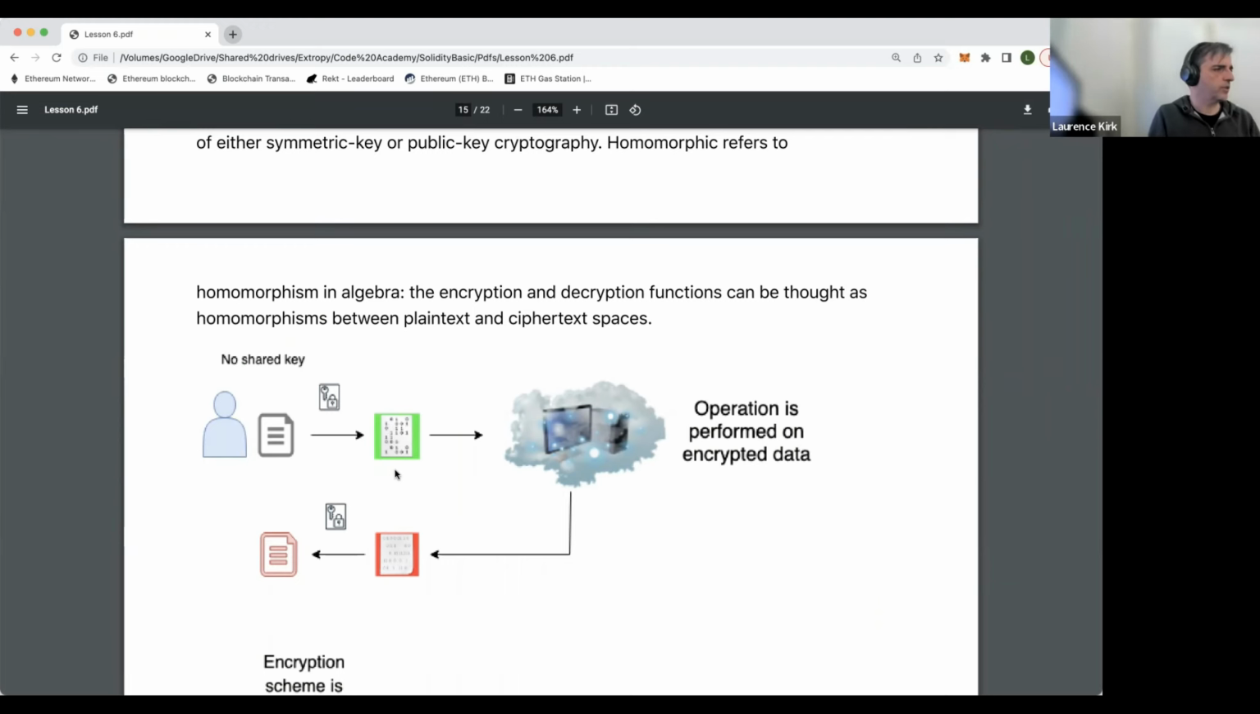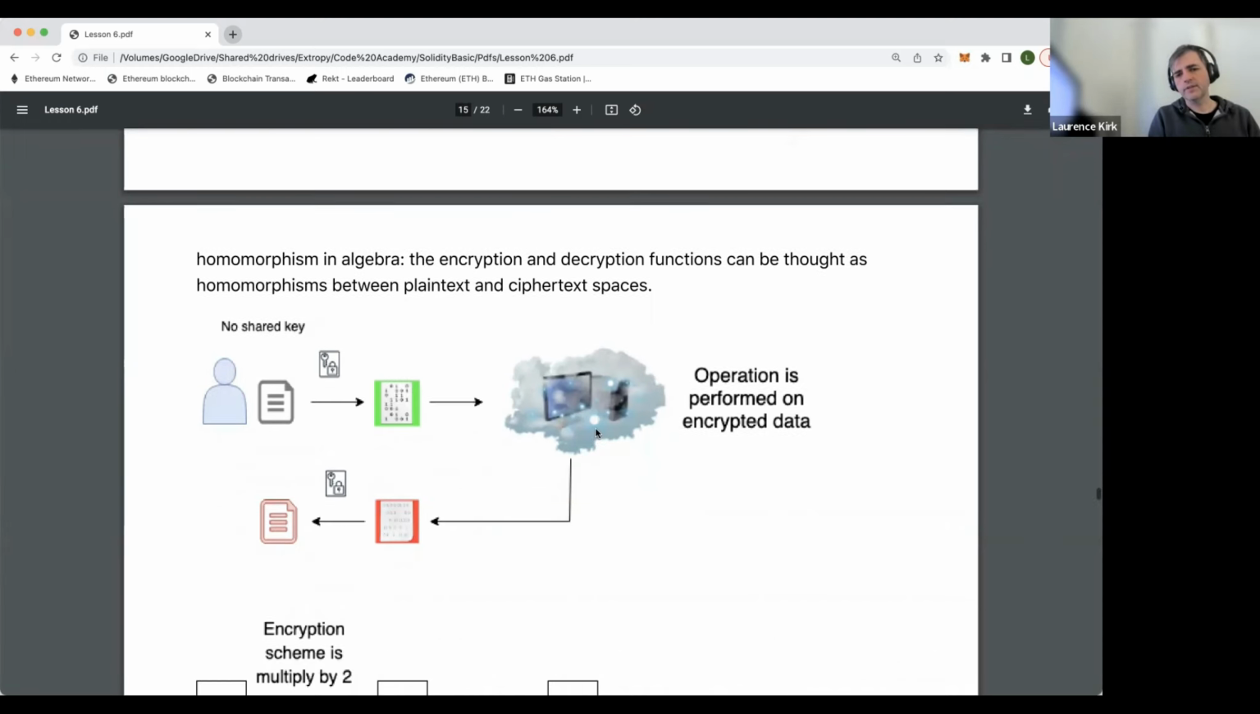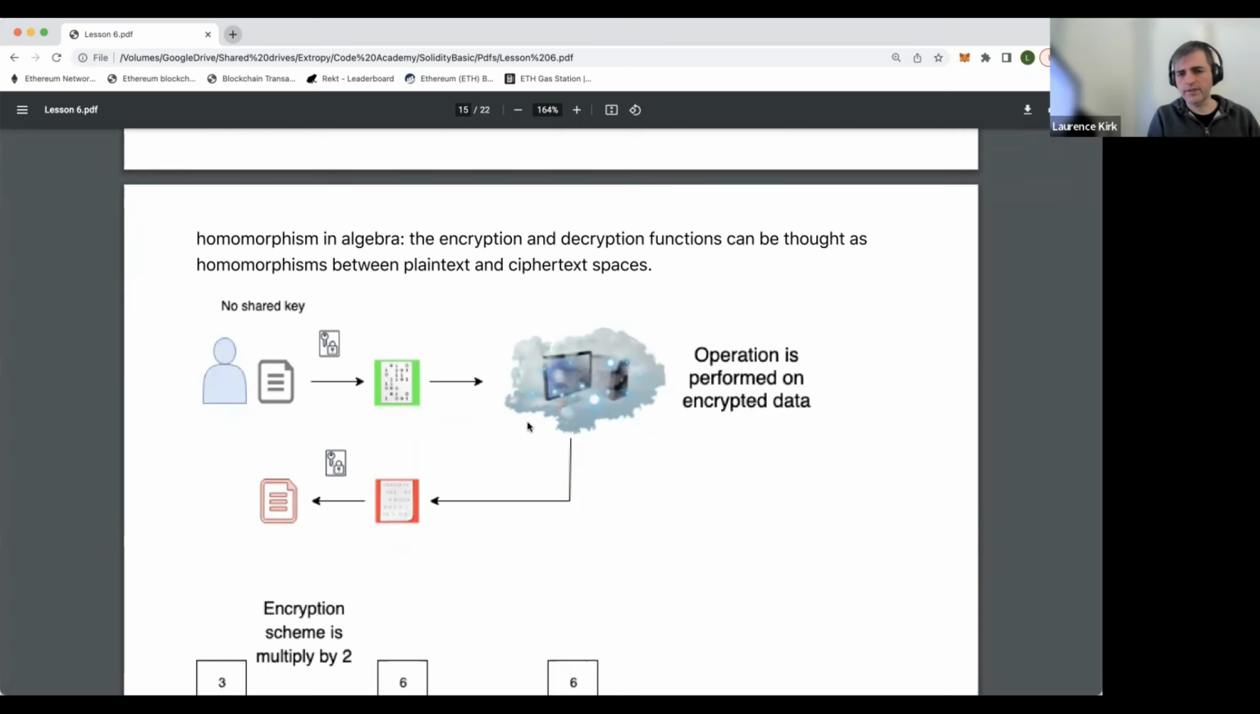But perhaps the computation they want to do is particularly complex or expensive. And so they can send this encrypted data off to some third party that has a lot of computational power, for example. So maybe they could send off this data to do some statistical analysis of it. And then this third party would do their analysis and produce another piece of data, which is still encrypted. So the third party would not be able to understand what this data represented.